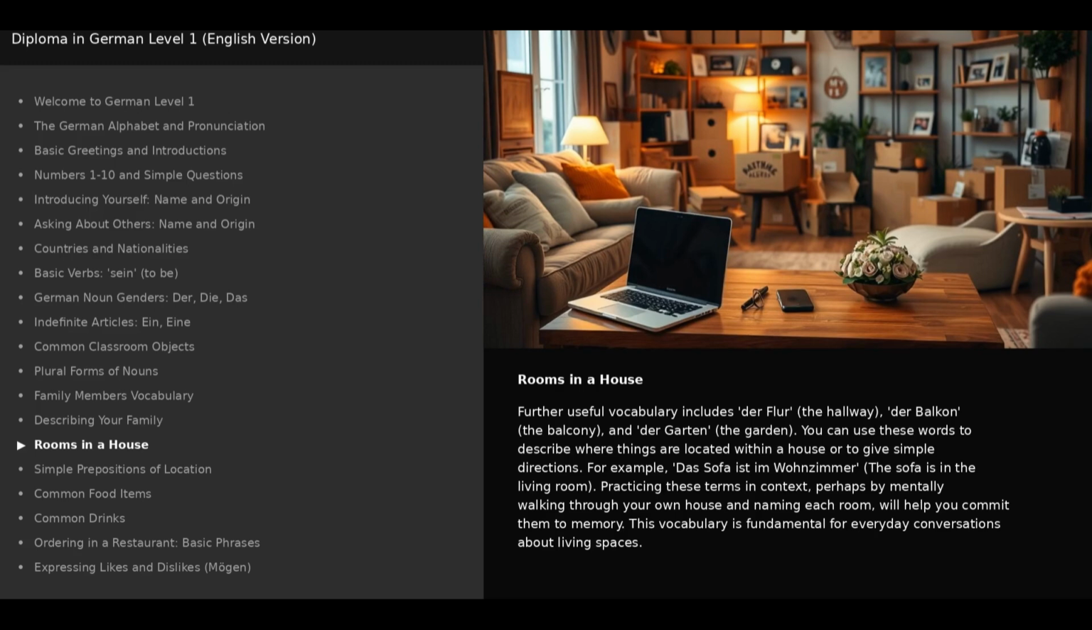Further useful vocabulary includes der Flur, the hallway, der Balkon, the balcony, and der Garten, the garden. You can use these words to describe where things are located within a house or to give simple directions. For example, das Sofa ist im Wohnzimmer. The sofa is in the living room. Practicing these terms in context, perhaps by mentally walking through your own house and naming each room, will help you commit them to memory. This vocabulary is fundamental for everyday conversations about living spaces.